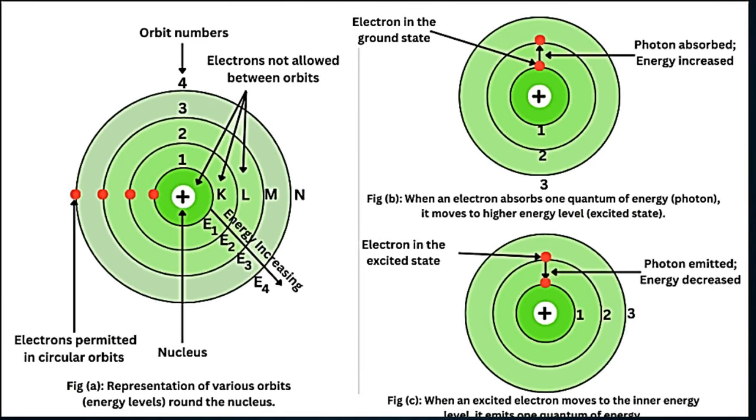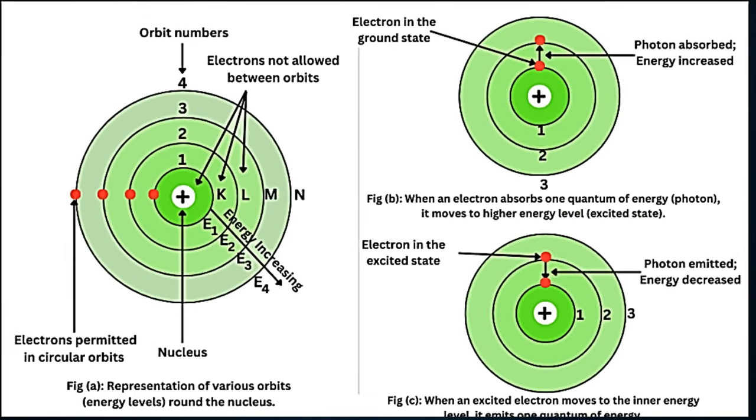The second postulate also tells us that electrons exist only in certain allowed orbits. So there is no way an electron will be at the center here. No electron can be in between these places. That's why this arrow is telling us that no electron can exist here. They are all in certain allowed states.